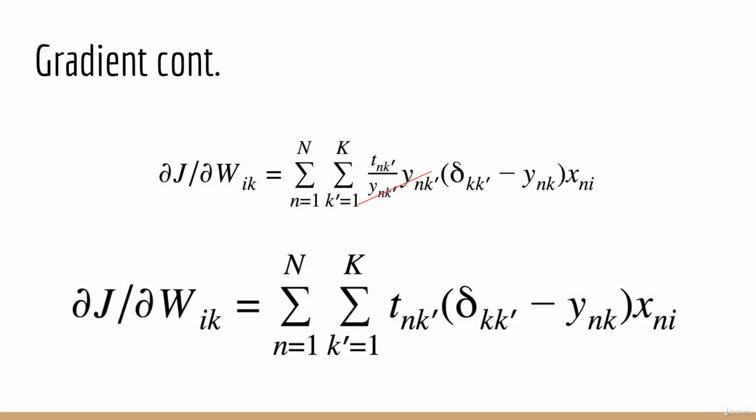The first thing we can see quite easily is that y of n k prime appears both on the top and the bottom, so they cancel out. Unfortunately, we still have this pesky delta function, which ideally wouldn't show up. So the question is, can we get rid of it? Luckily, the answer is yes, but it requires a little bit of logic.